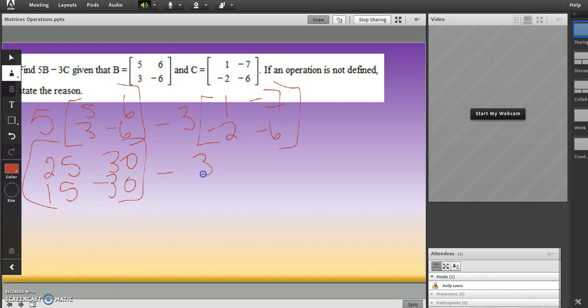Minus 3 times 1 is -3. -3 times -7 is 21. -3 times -2 is 6. -3 times -6 is 18. Okay, now I'm going to do 25 minus 3, 22. 30 minus -21 is really 30 plus 21. 15 minus -6 is really 15 plus 6. -30 minus -18 is really -30 plus 18. So -12.